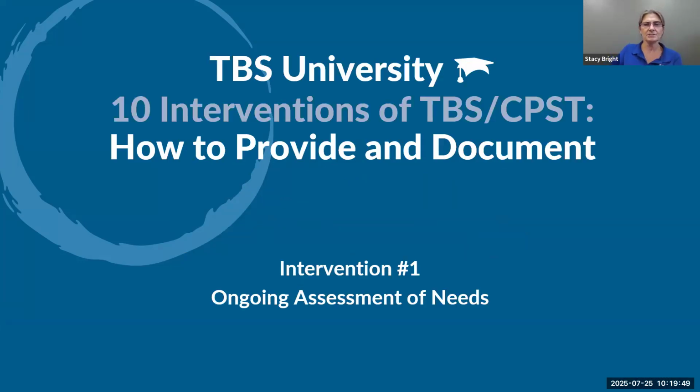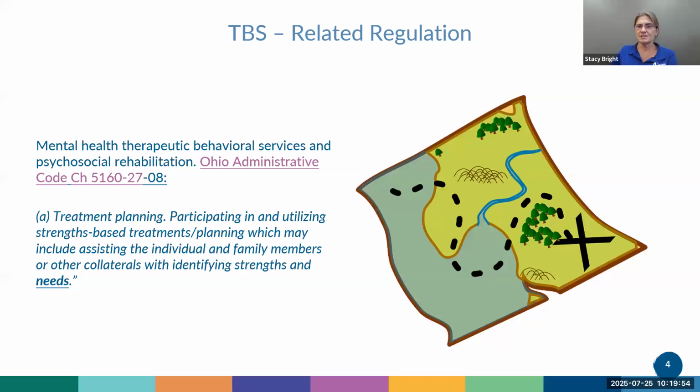Intervention number 1, ongoing assessment of needs. Let's begin. Just a little reinforcement: the Ohio Administrative Code governs what makes up therapeutic behavioral services. The portion of the code on this slide is related to the assessment of needs. This can also be found summarized on the 10 interventions list, which is on page 3 of the workbook. You remember that workbook we went through? Some of you may still have it from Smart Care Training.